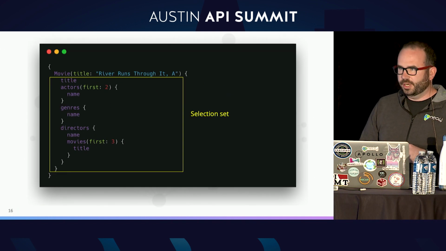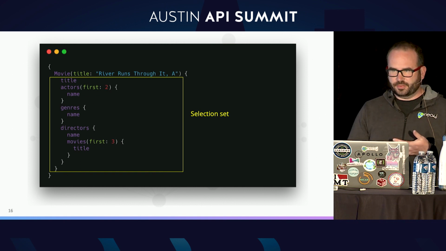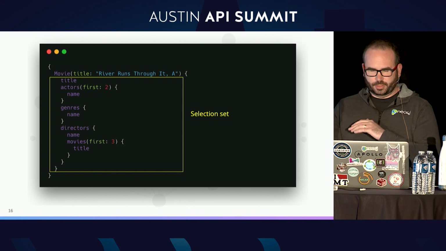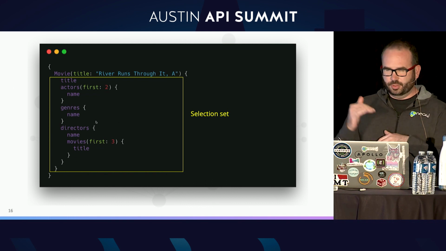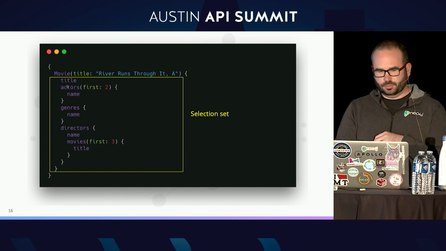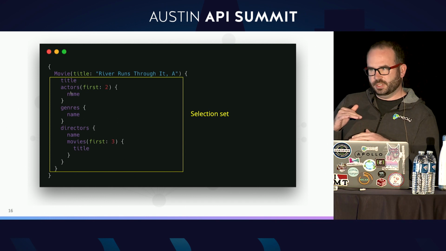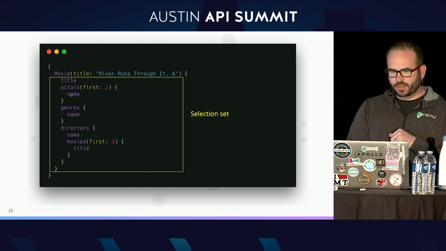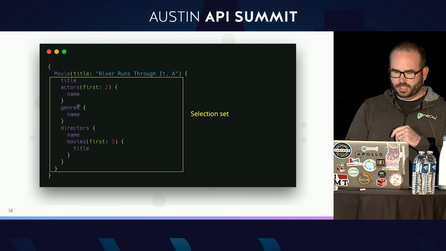And then the rest of our query is called the selection set. So here we're specifying, okay, starting at this movie that we're going to find, first of all, what fields on movie are we going to return? Well, we'll take the title. And then, okay, well, movie type is connected to actors. So, okay, for actors, I want to find the first 2. And on the actor type, well, just give me the name. And then we continue on.